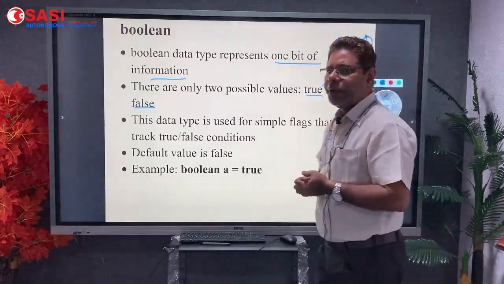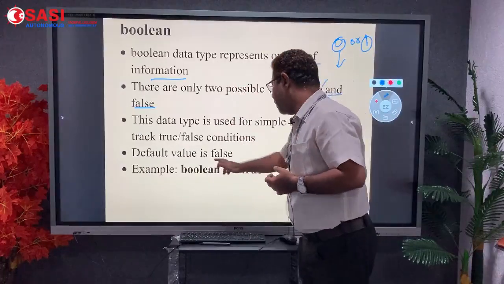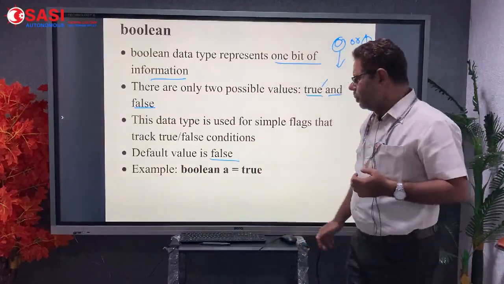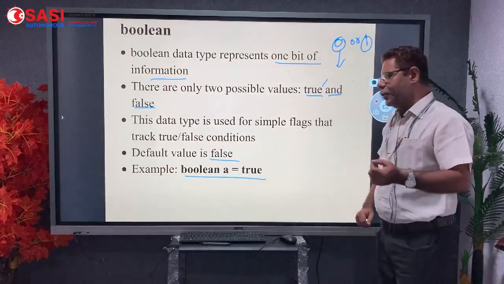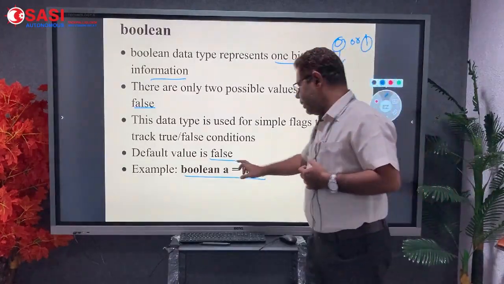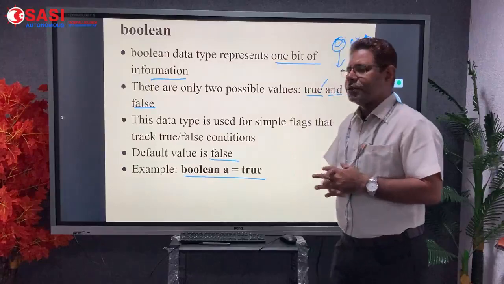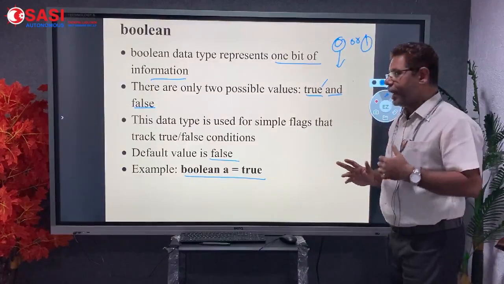The default value of the Boolean data type is false. For example, boolean a = true. That means a true value is moved to the variable a of type Boolean. So this is the Boolean data type.